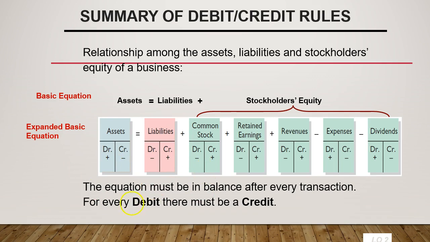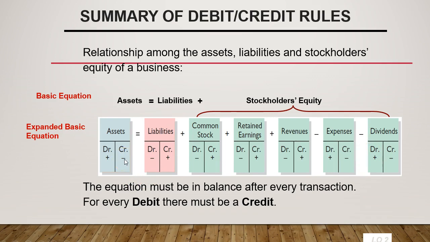The left-hand side of the T account is known as the debit side. For every account title, the left-hand side of the T account is known as the debit side. So if you are asked to debit a transaction, that simply means record it on the left-hand side of a T account.